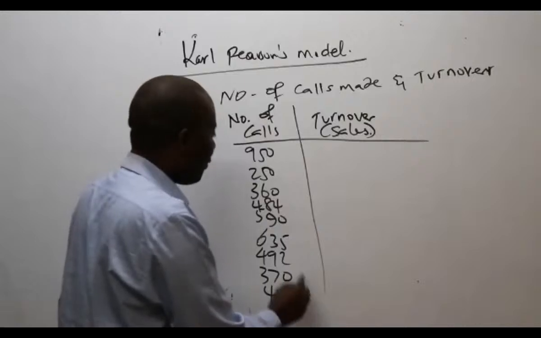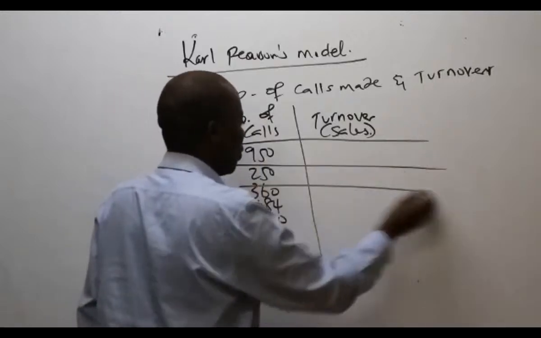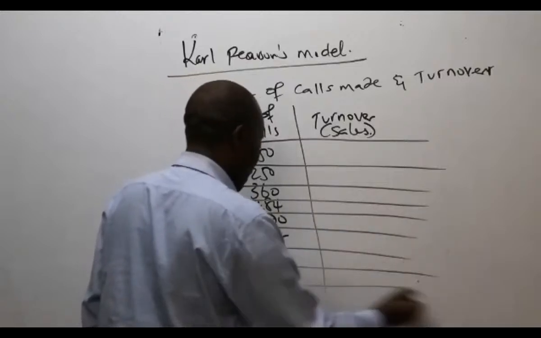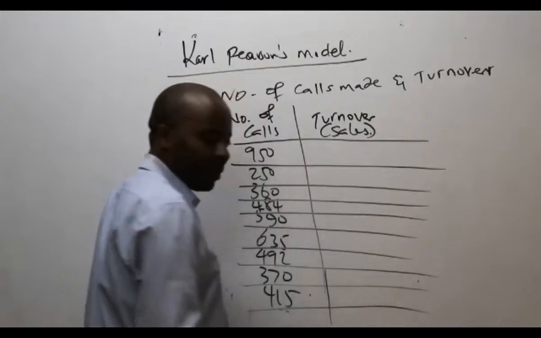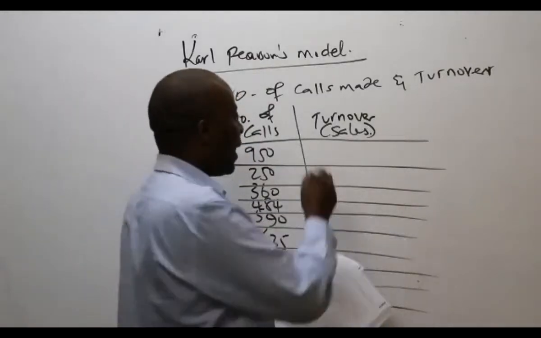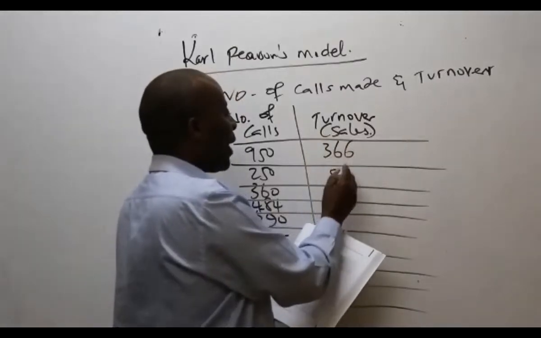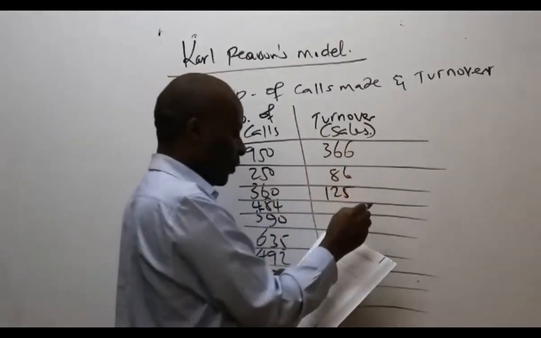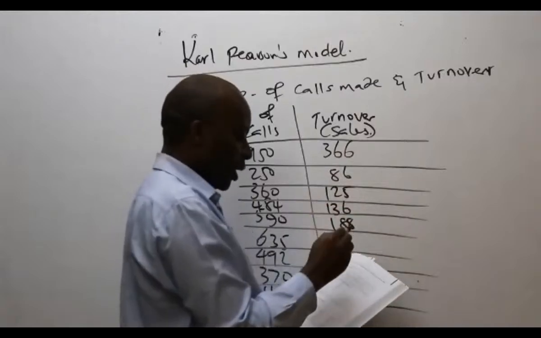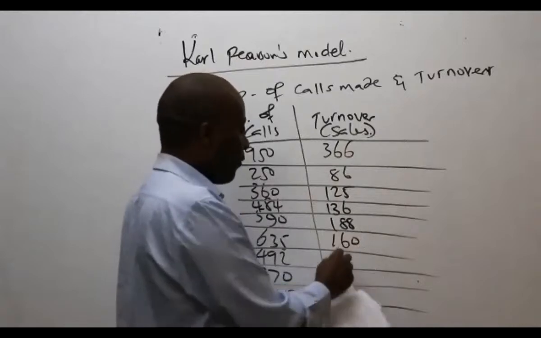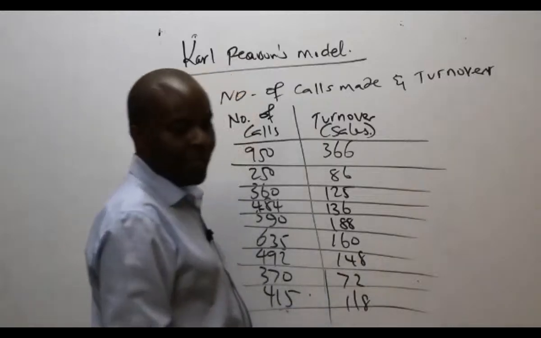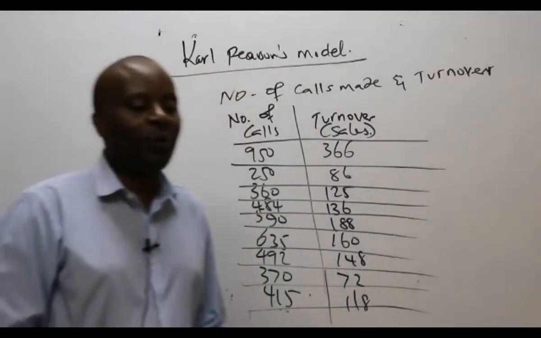370 and then 415. So, ladies and gentlemen, if that is the case, this is what we need to do very first. Very fast. QA is the best paper in CPA. So the first turnover they have given me is 366. We have 86, 125, 136, 188, 160, 148, 72, and then we have 118. So please, first of all, we must copy up to there.